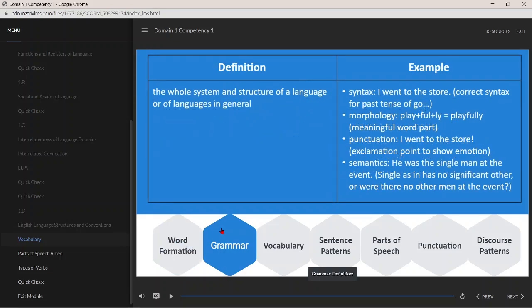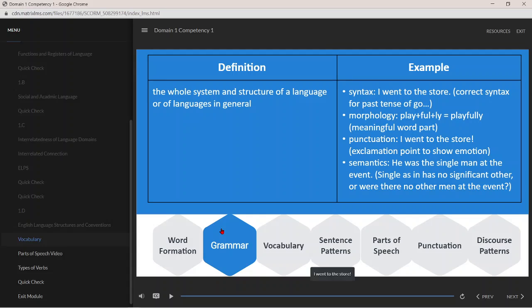Grammar. Definition: the whole system and structure of a language or of languages in general. Examples include syntax, as in the sentence, I went to the store. This is the correct syntax for the past tense of go. Morphology, like the word play-ful-ly, is playfully. It's the meaningful parts of words. Playfully has 3 morphemes.